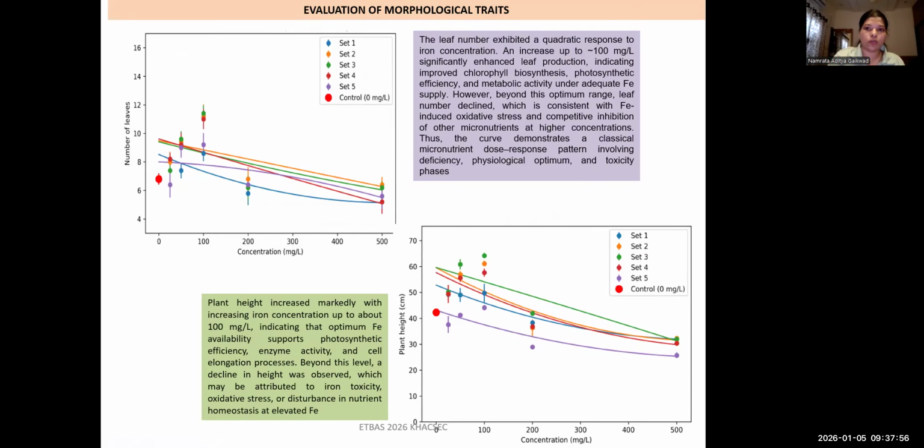The next graph is about plant height and concentration, where we can see the same nature of graph as we see in number of leaves and concentration. For the first 3 concentrations, that is 25 mg per liter, 50 mg per liter, 100 mg per liter, the production has increased, but further it has reduced.